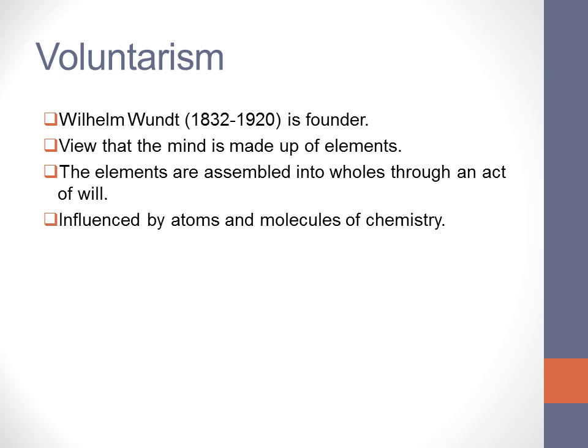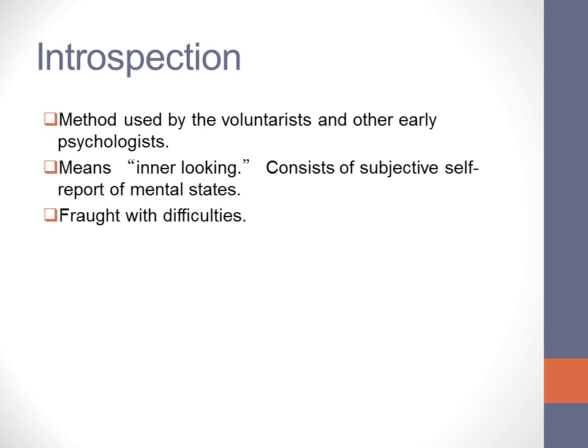The voluntaristic position was influenced by all of the discoveries at this time about atoms and chemical compositions, and so Wundt was really trying to find the basic chemical elements of the brain or of the mind, and then determine how these things are assembled into larger wholes.